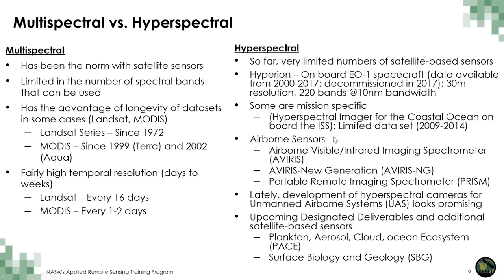Now, there are hyperspectral sensors that are airborne, and we also mentioned AVIRIS, the Airborne Visible Infrared Imaging Spectrometer. There's a new version of AVIRIS called AVIRIS New Generation, or AVIRIS-NG, and also the PRISM spectrometer, the Portable Remote Imaging Spectrometer, that has also been flown in some missions, particularly some missions related to the coastal ecosystems. Now, lately, there's been the development also of hyperspectral cameras, particularly for unmanned airborne systems or drones, that looks promising, but there's still a lot of road to cover there, and it's still a work in progress.